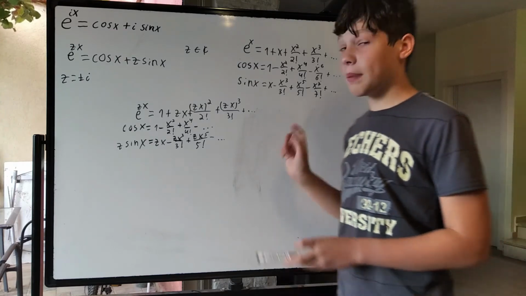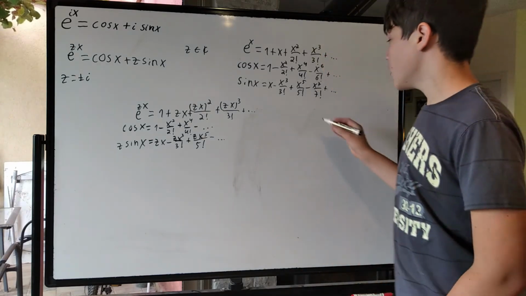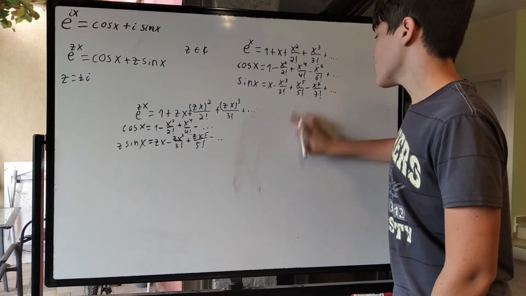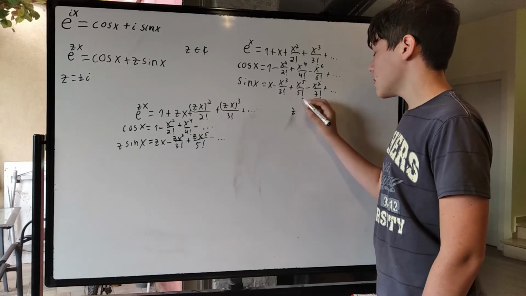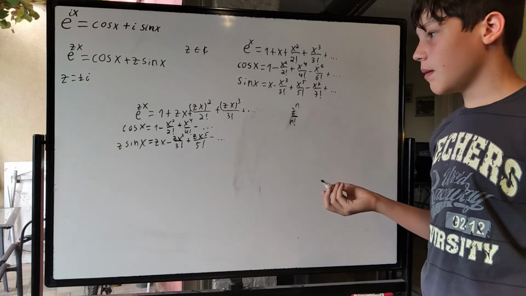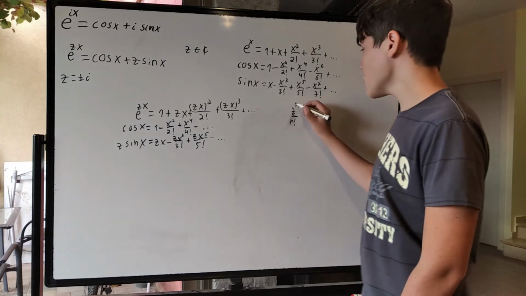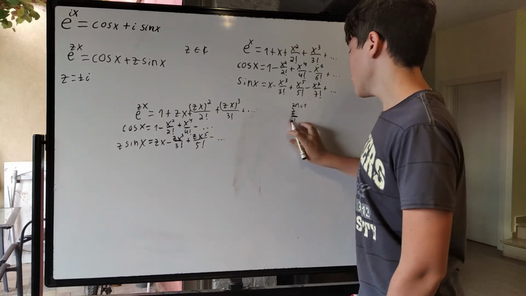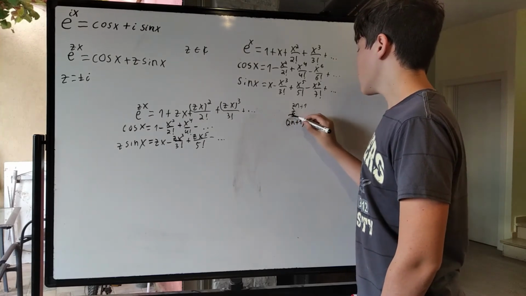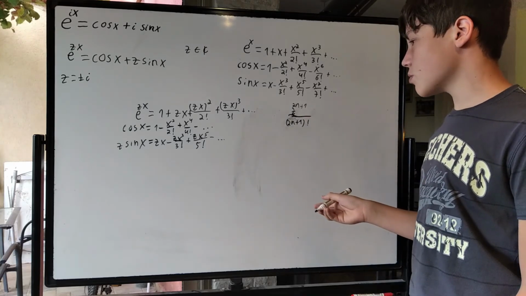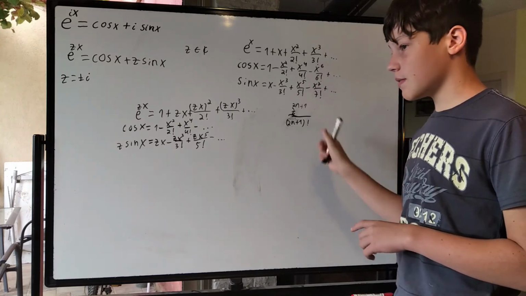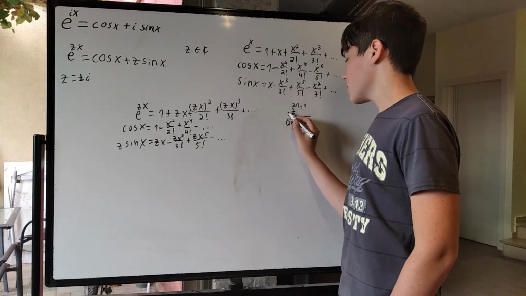But now we need to look at the odd powers. So, like we saw before, the coefficient of the nth power in e to the zx is z to the n over n factorial. But now because we're looking at odd powers, I'm going to put 2n plus 1 instead of n. So z to the 2n plus 1 divided by 2n plus 1 factorial. And now, this is the coefficient of x to the 2n plus 1.